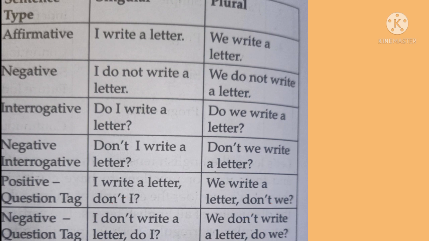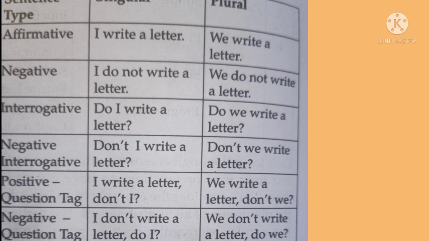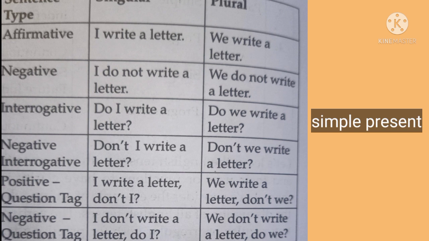And in the negative question tag, I don't write a letter, do I? Or we don't write a letter, do we? The tense is again indicated by an auxiliary verb, do. It can be very easily seen that in all these examples, the simple aspect of the verb is used. That means the verb is neither used in its progressive form nor in its perfective form. Therefore, we can say that all these sentences are written in simple present tense.